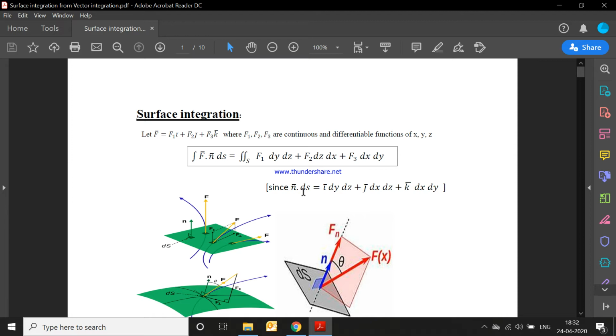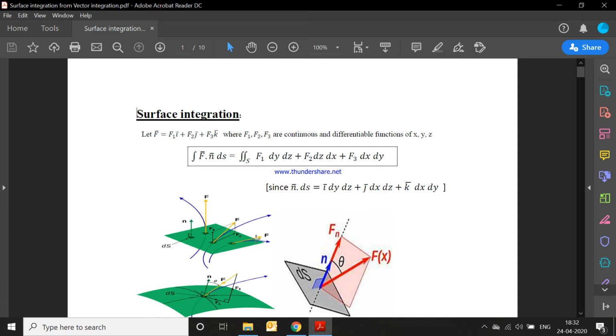And n bar ds is equal to i bar dy dz plus j bar dx dz plus k bar dx dy. If you multiply f bar with n bar ds, then we get i bar dot i bar is 1, f1 dy dz, plus j bar dot j bar is 1, f2 dz dx, plus k bar dot k bar is 1, f3 dx dy. And here n bar is the outward drawn normal to the surface and ds is a small part of the surface.